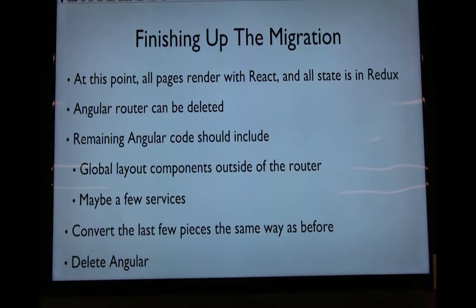So the last steps at this point are pretty straightforward. You've got a bunch of pages all in React, and your Angular router is just doing nothing anymore, so you can delete it. All your state's mostly in Redux, so at this point the only Angular stuff remaining is the top-level components and maybe a few services. At that point, you just convert the last few pieces basically the same way you did before, and then you can delete Angular, and you're basically done. And now I'll go into a little more detail about what each of those steps looks like.